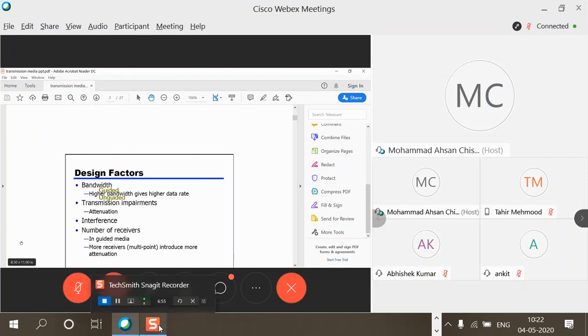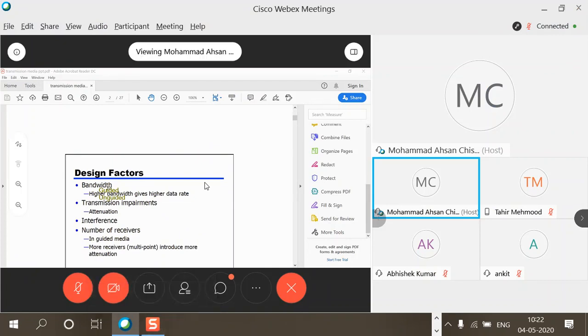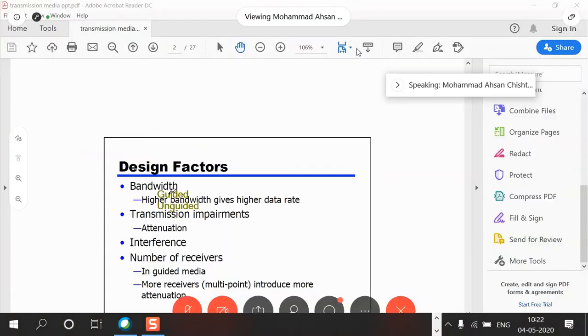So here it's written based on what we are actually using it. It's based on bandwidth, transmission impairments, I'm coming to that within this class as well, interference. Then receivers that we require in between.